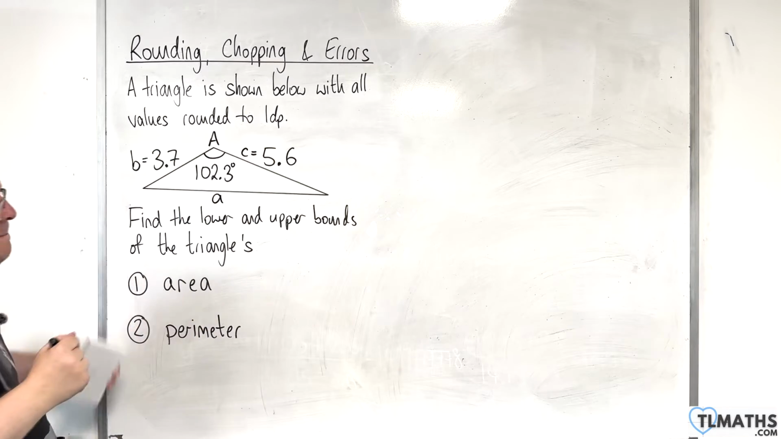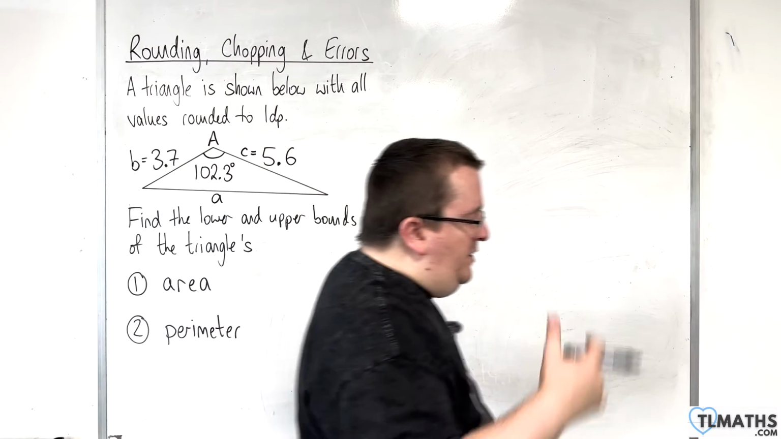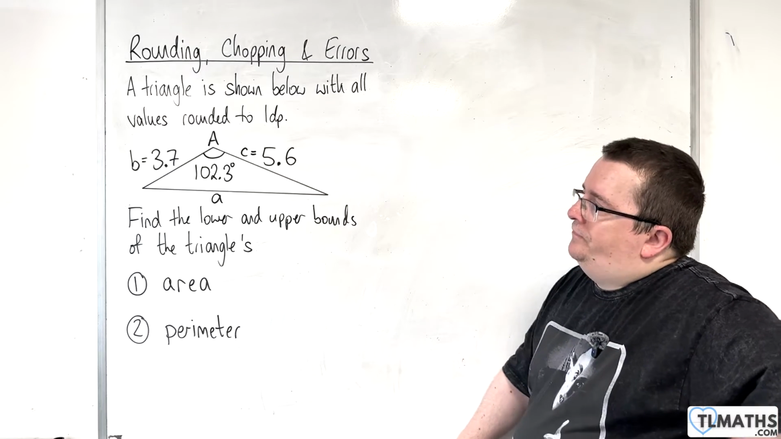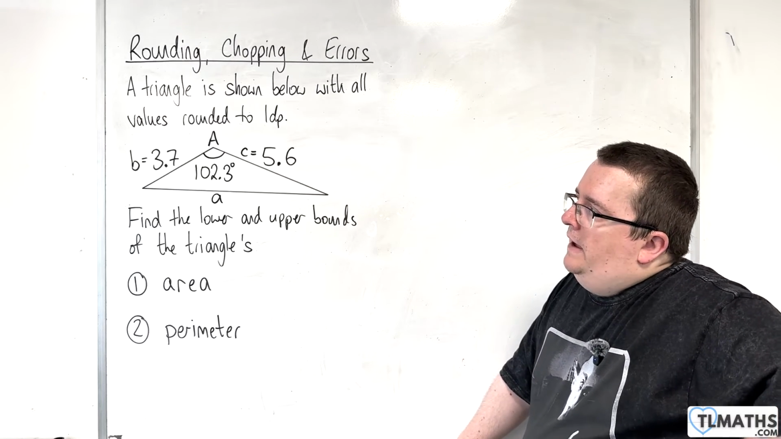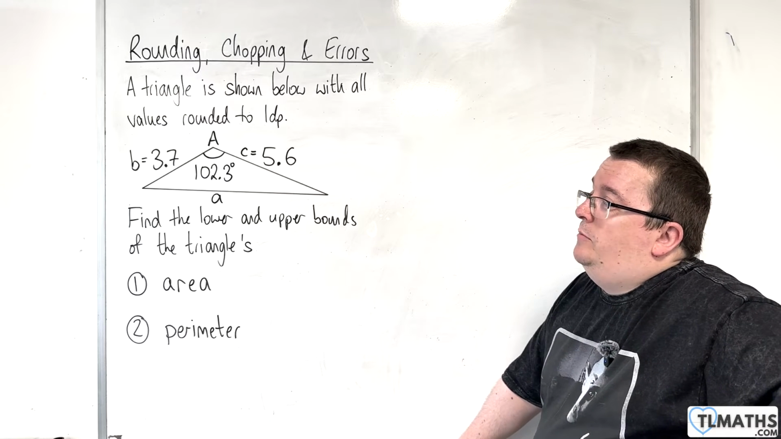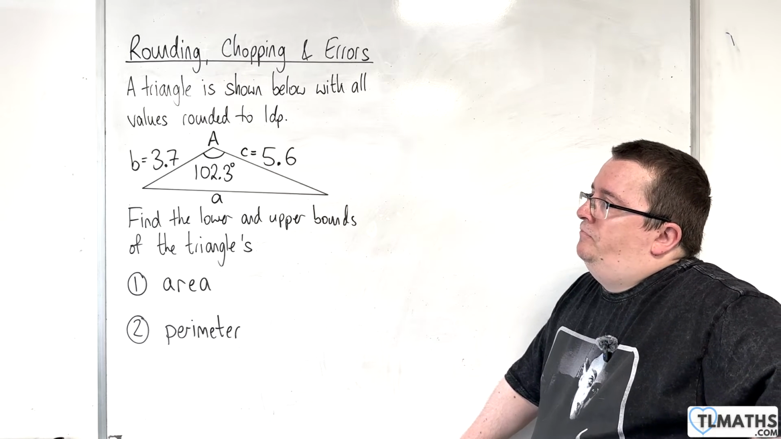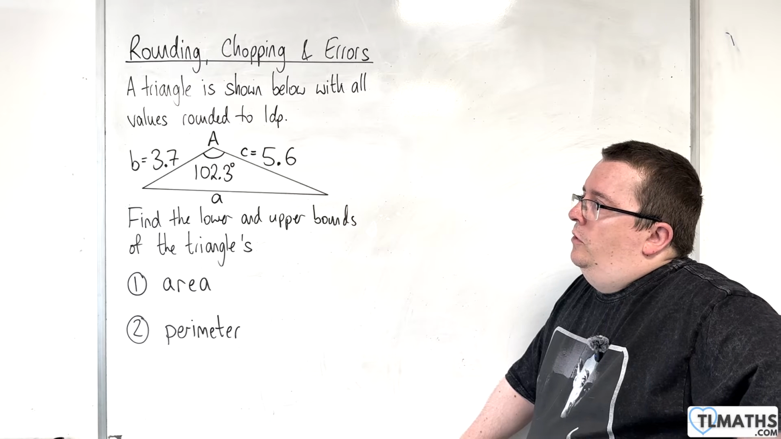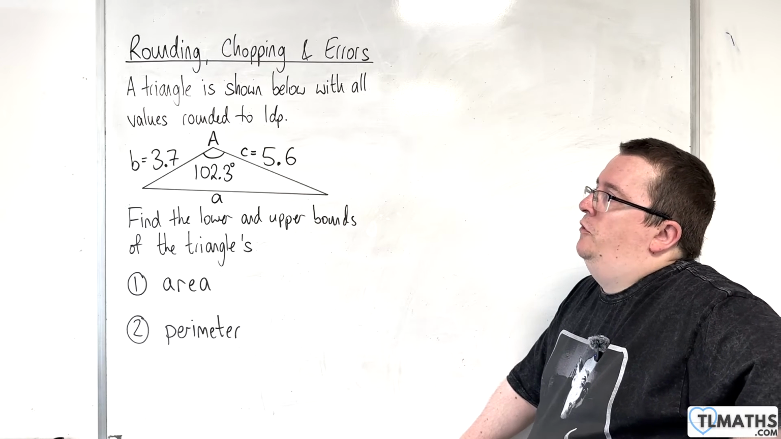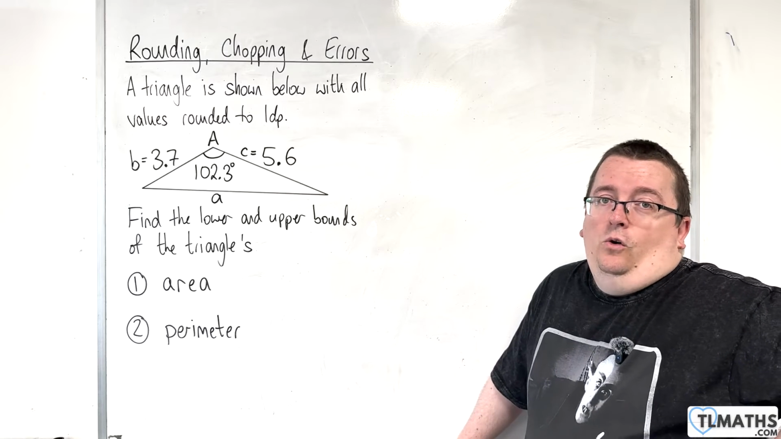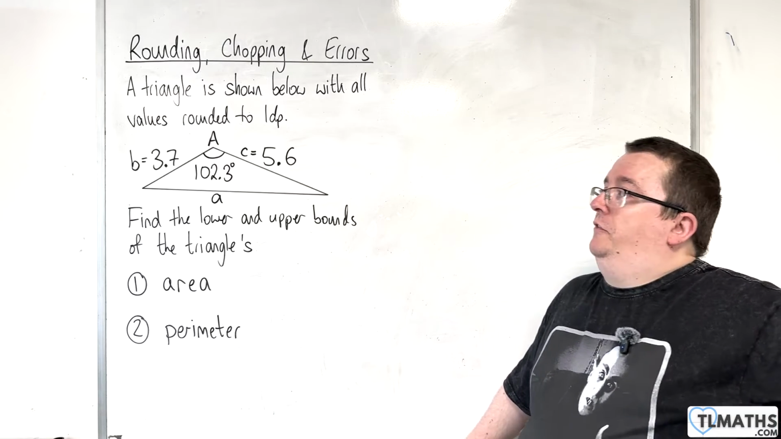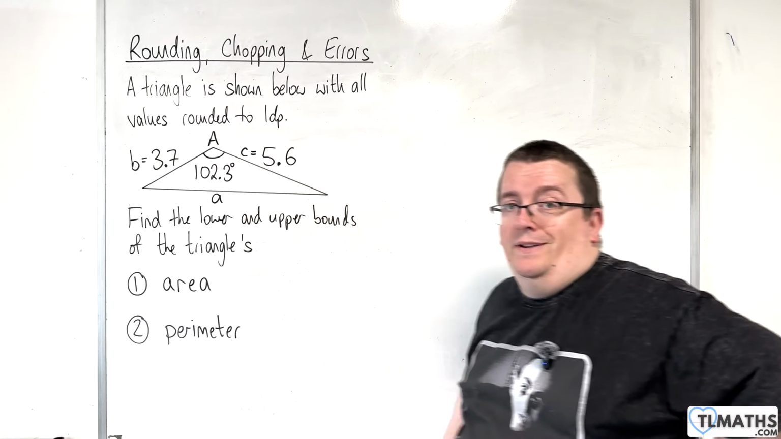Now, obviously what we've been doing so far with upper and lowercase letters, I'm just labelling that in the format that you're used to when you're labelling a triangle. So recognise that all 3 values that are there, 3.7, 102.3 and 5.6, are all rounded values, regardless of the fact that I have labelled them lowercase or uppercase, okay?